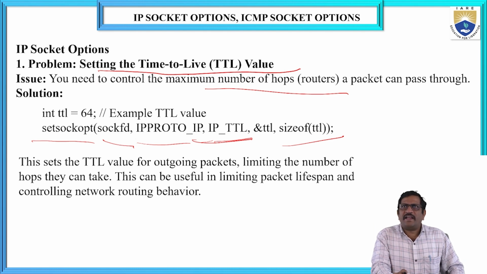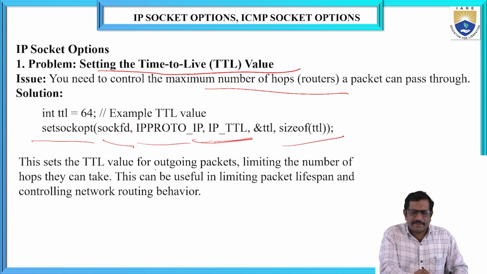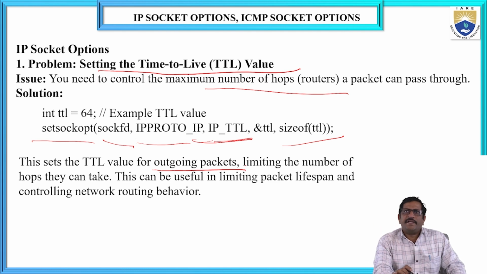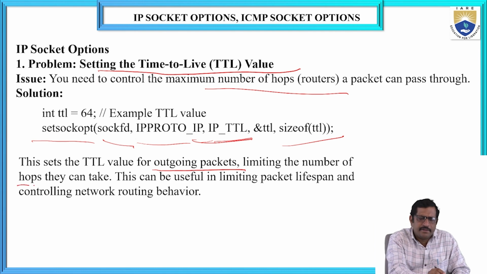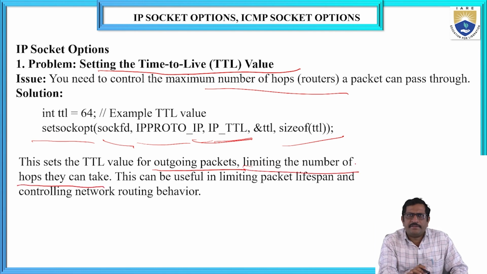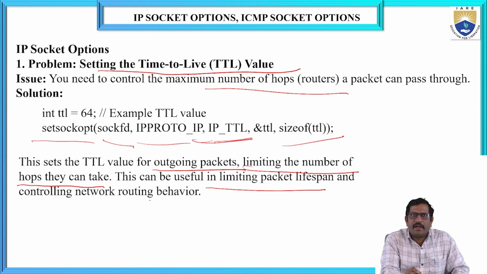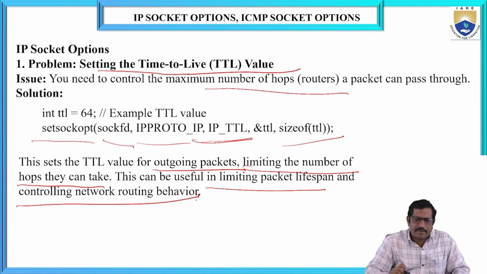Whatever packets we are transferring, the packet transit time can be set. Based on that time we transfer the packets from one network device to another. If the time runs out, the packets can be removed, that is, dropped. This sets the TTL value for outgoing packets, limiting the number of hops they can take. This can be very useful in limiting the packet life, preventing spam, and controlling network routing behavior.